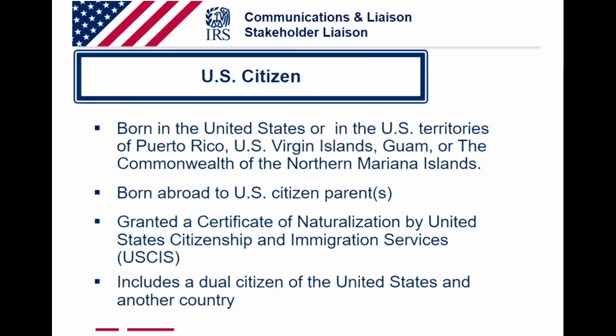Let's start by talking briefly about U.S. citizens. Under U.S. immigration law, an individual may become a U.S. citizen at birth if born in the United States or certain territories: the Commonwealth of the Northern Mariana Islands, Guam, Puerto Rico, and the U.S. Virgin Islands. Persons born in American Samoa are generally considered nationals, but not citizens of the United States.